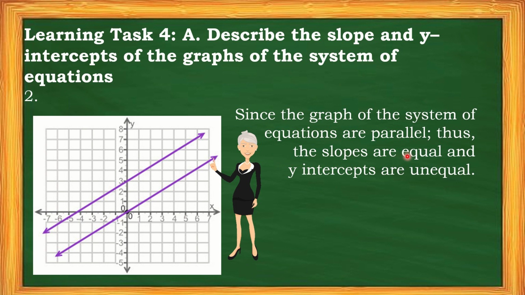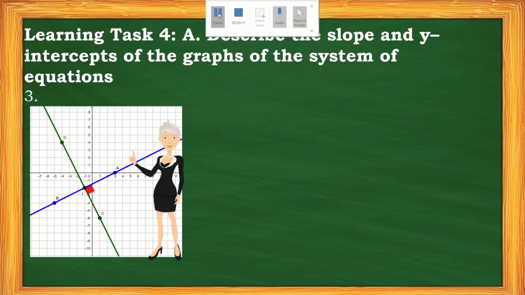For number 3, you can see perpendicular lines. This is the right angle here. In perpendicular lines, the slopes are negative reciprocals and the y-intercepts based from the graph are unequal. The y-intercept of the green line is -4. The blue line's y-intercept is -1.5. So they have unequal y-intercepts.